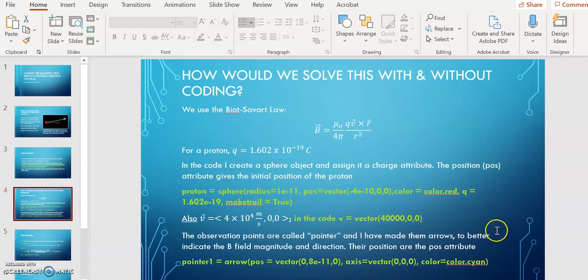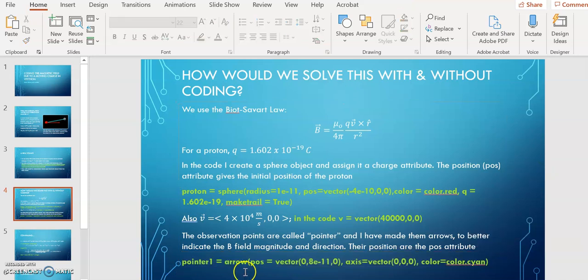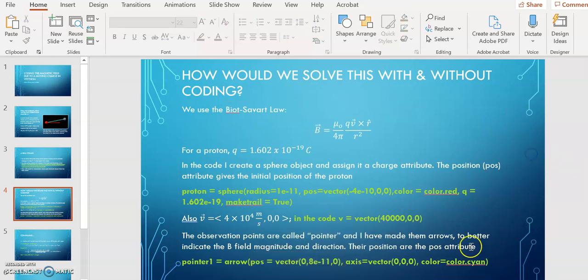Now the observation points, that's the points where you want to know the magnetic field. I made those arrows and I called them all pointer 1, 2, 3, and 4. So I have done the statement here in VPython, so that's in the green. Pointer 1 is an arrow, and its position vector is the attribute which is the observation position, right? So pos is equal to vector 0, 8 times 10 to the minus 11, 0. I initially defined the axis of the vector as 0. Later on, I assigned that to the magnetic field, and I made them cyan.